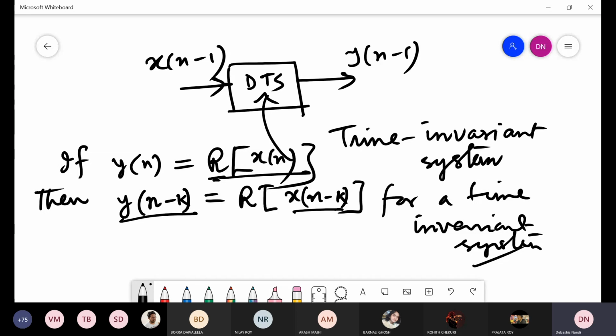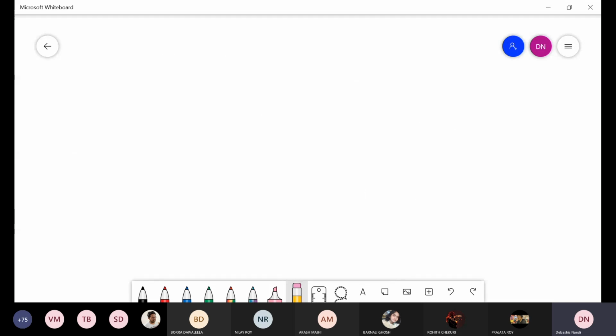If y[n] is the response to x[n], but when you give the delayed or shifted version of x[n] to the input you do not get the shifted version of the previous output, then the system is called a time variant system. This is the difference between time invariant and time variant systems. This classification is based on time variance.